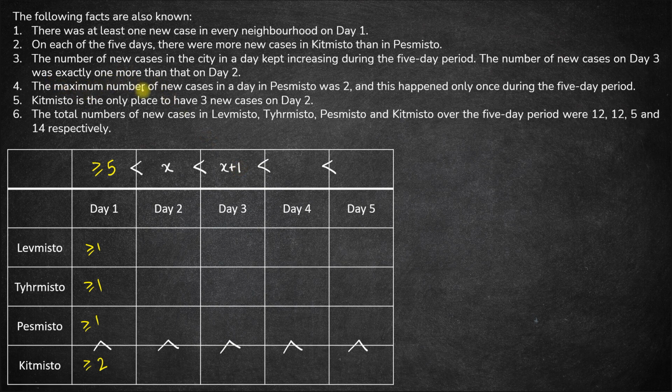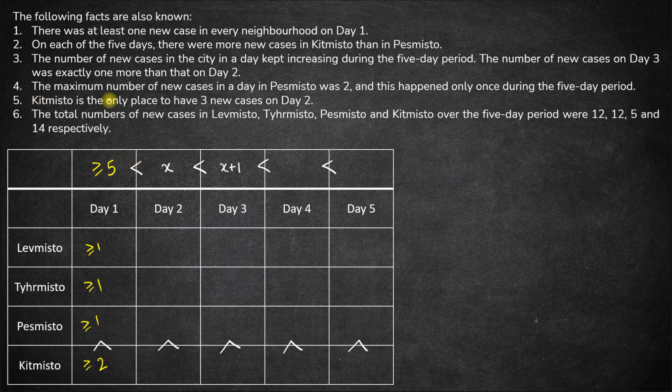Next point. The maximum number of new cases in a day in P was 2, and this happened only once during the 5-day period. So for P, the highest is 2, and it occurred only once during the 5-day period. Okay, so we'll come back to this point again.